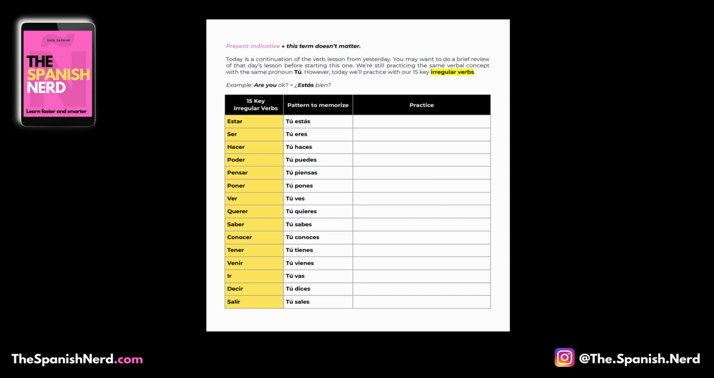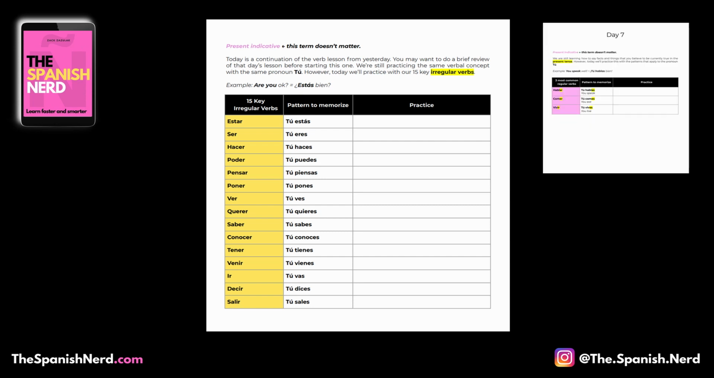Now, just as a reminder, there are 2 main differences between the 15 key irregular verbs and our 3 best friends, our 3 most common regular verbs. One is they're irregular. I think you already know that, so it's not just a matter of changing the ending. Sometimes in the middle there are little changes, little irregularities, but they're not too crazy, but they're there.